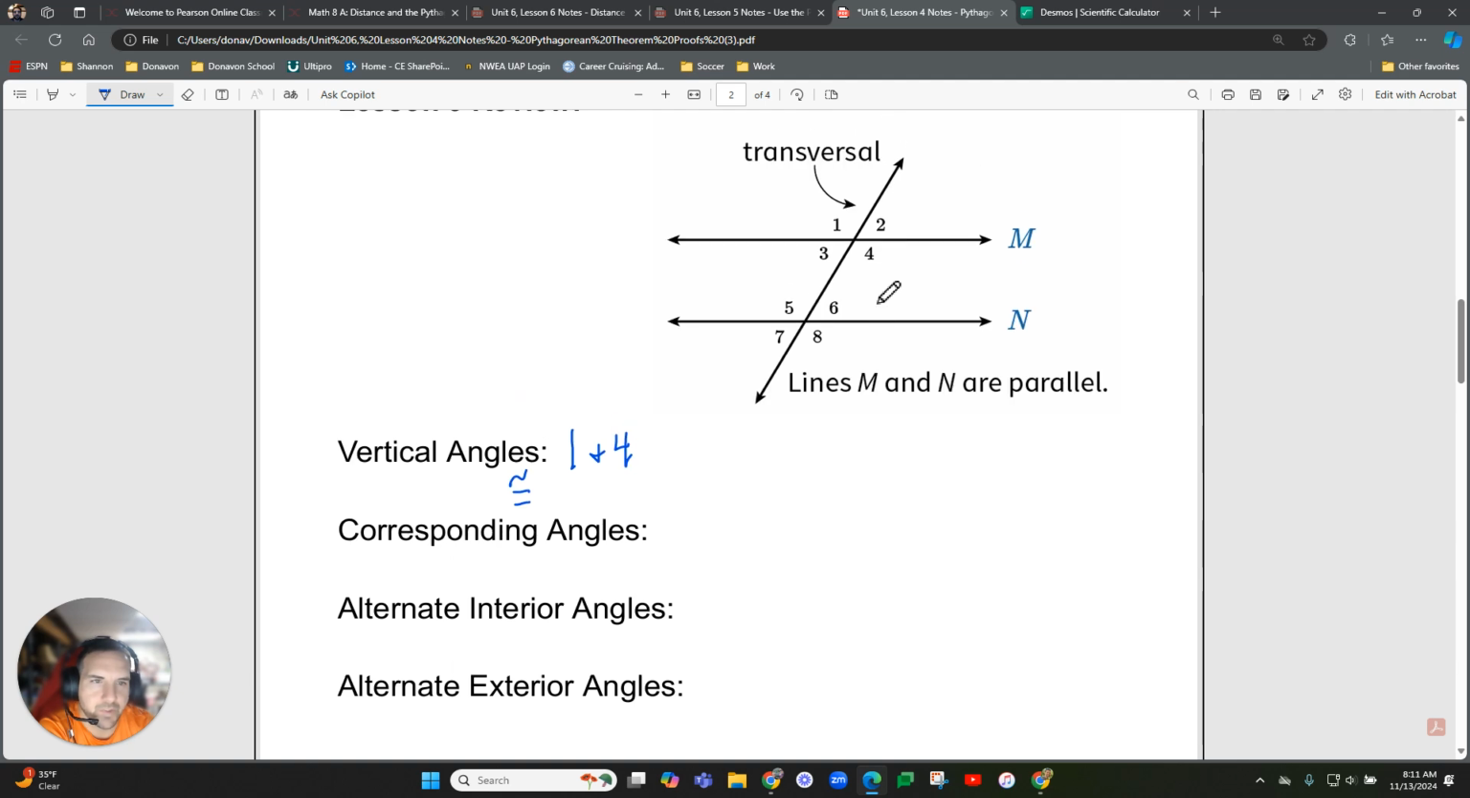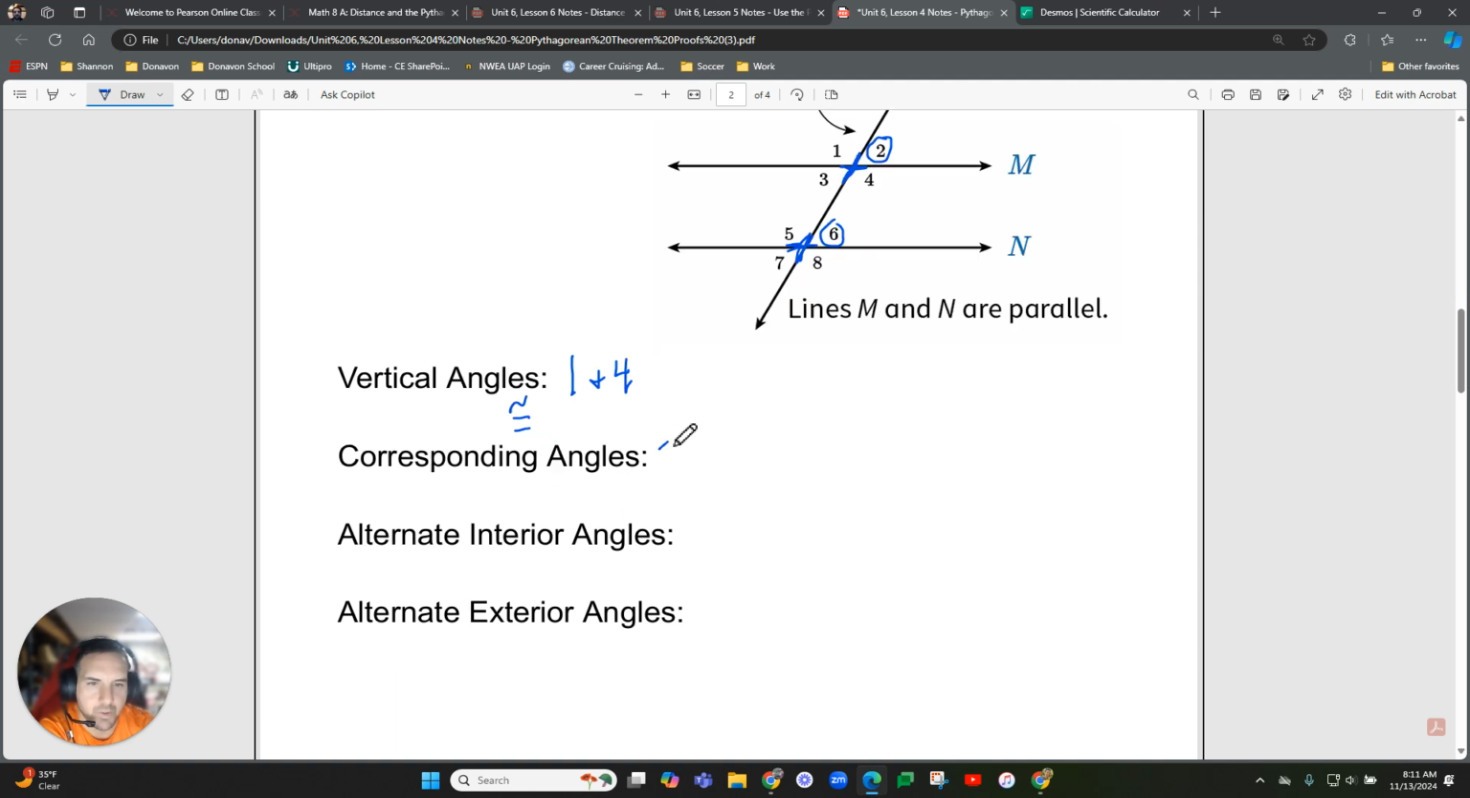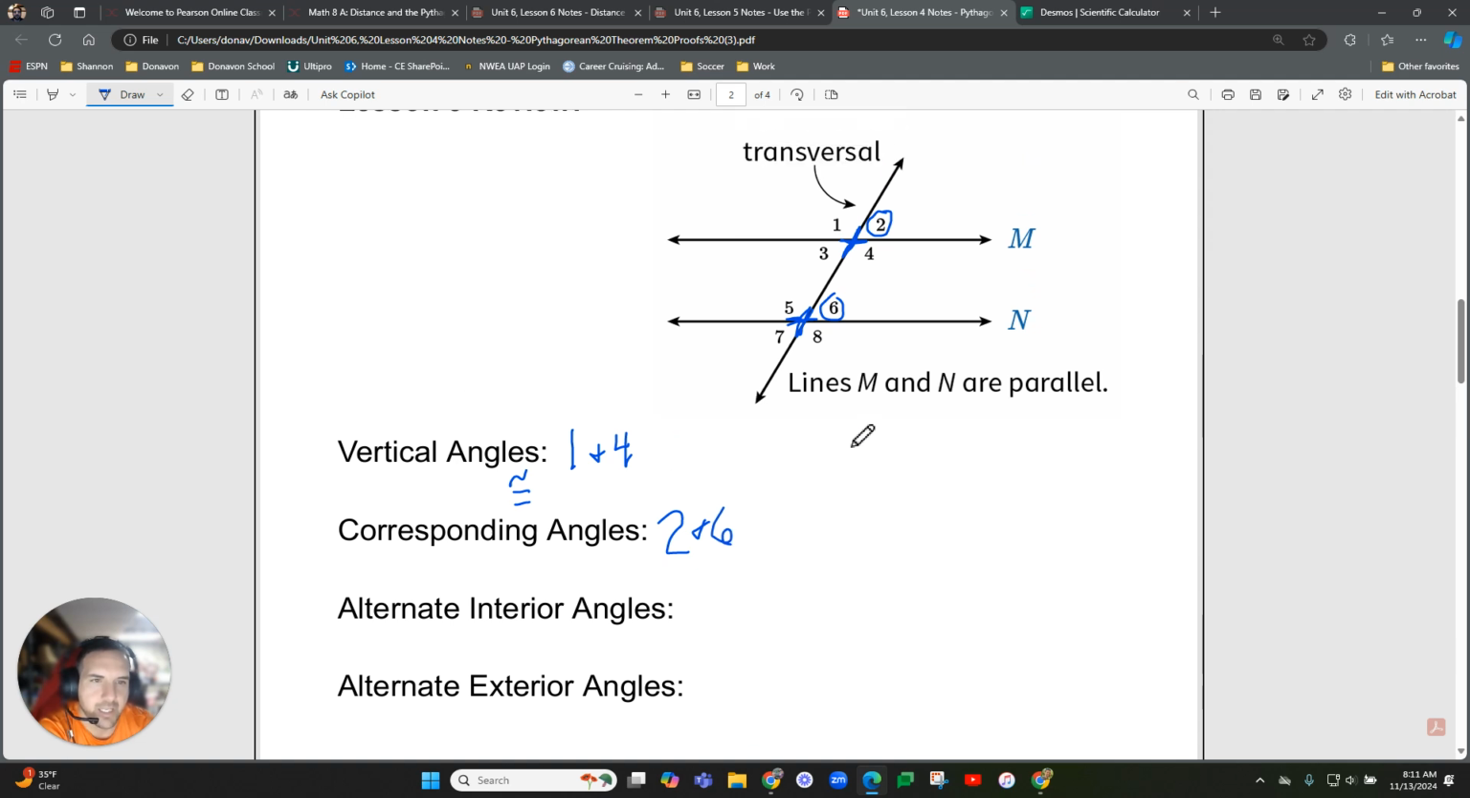Okay, corresponding angles. Those are angles that are in the same position in their intersection. So for instance, 2 is in the top right of this intersection right here. So we have an intersection here, that one's in the top right, and we have another intersection here, and 6 is in the top right. And so those would be corresponding angles. So 2 and 6 would be corresponding. And just as a reminder, all corresponding angles are also congruent. So 2 and 6 would have the exact same measurement.